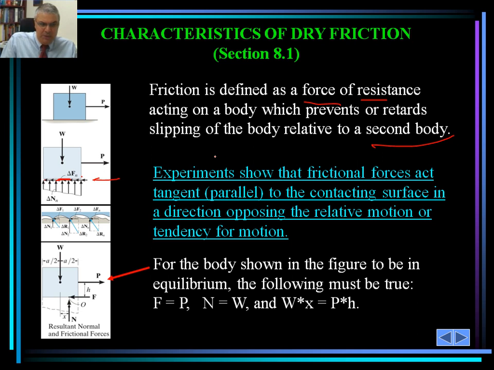So for the body shown in the figure to be in equilibrium, after we draw the free body diagram, obviously F must be equal to P. Again, this F is the average force that's shown here, but it's referred to as one force F. And the force P has a tendency to move this object, to pull it to the right of the page, but that would be resisted by a force F, which is a friction force.